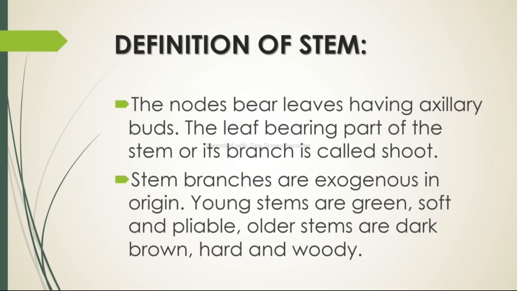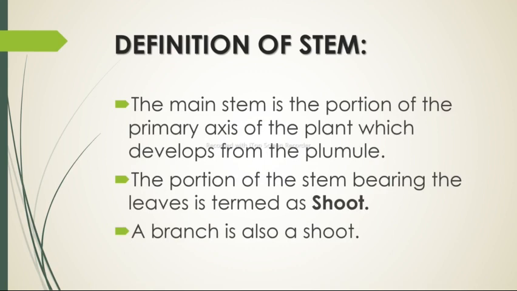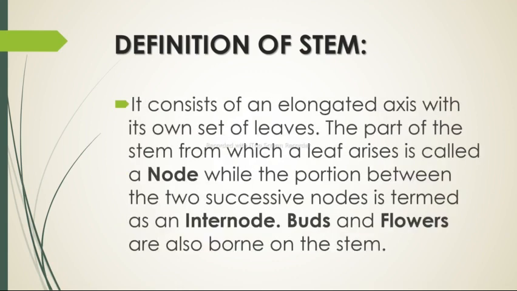Young stems are green, soft and pliable. Older stems are dark, brown, hard and woody. The main stem is the portion of the primary axis of the plant, which develops from the plumule. The portion of the stem bearing the leaves is termed as shoot. A branch is also a shoot. It consists of an elongated axis with its own set of leaves.